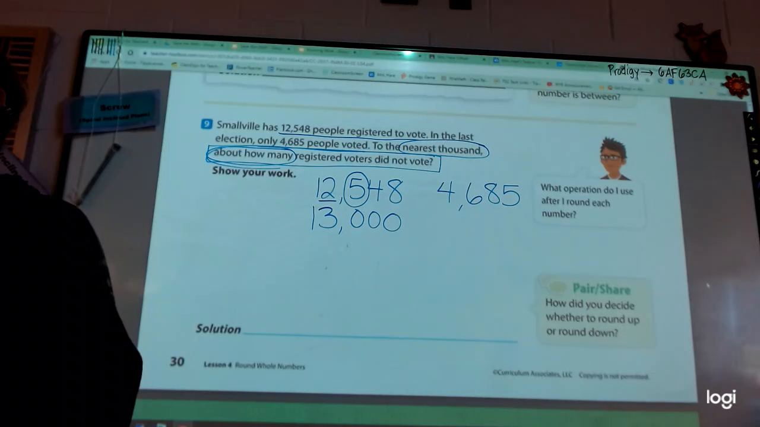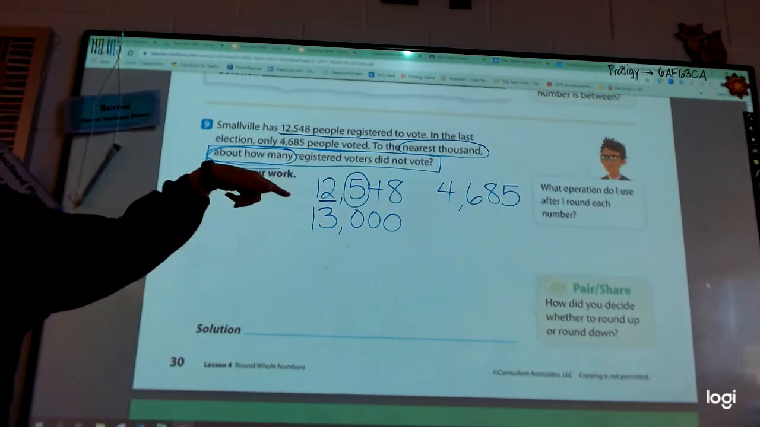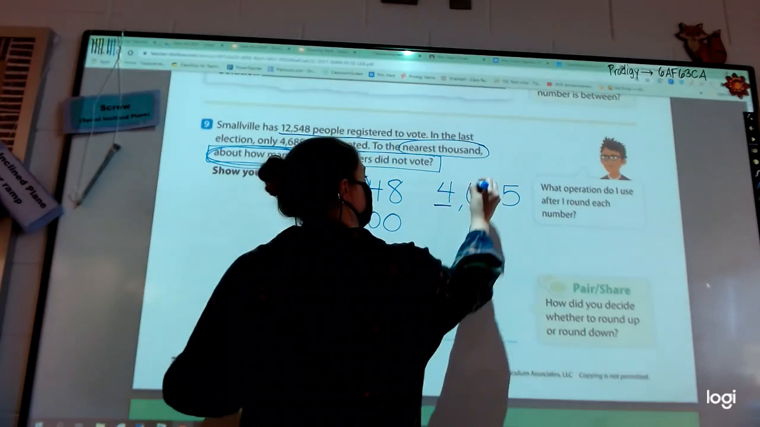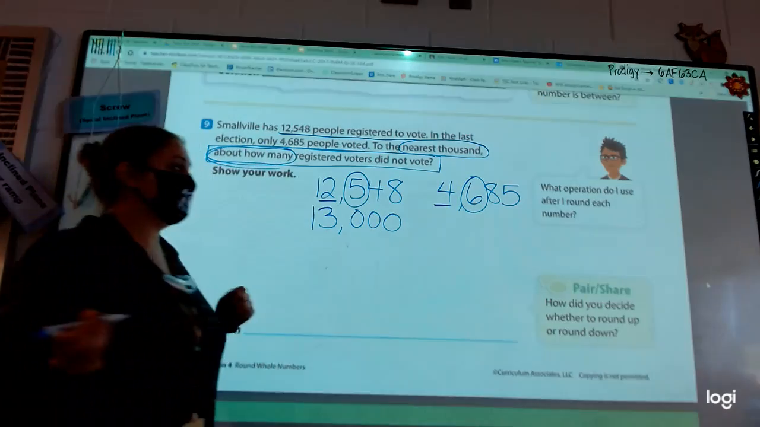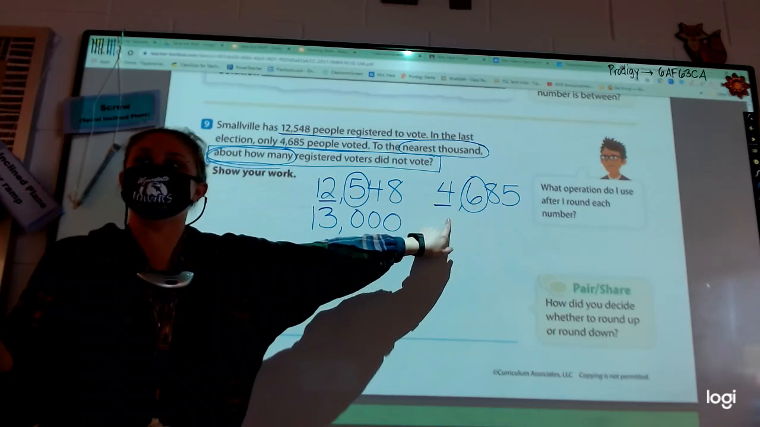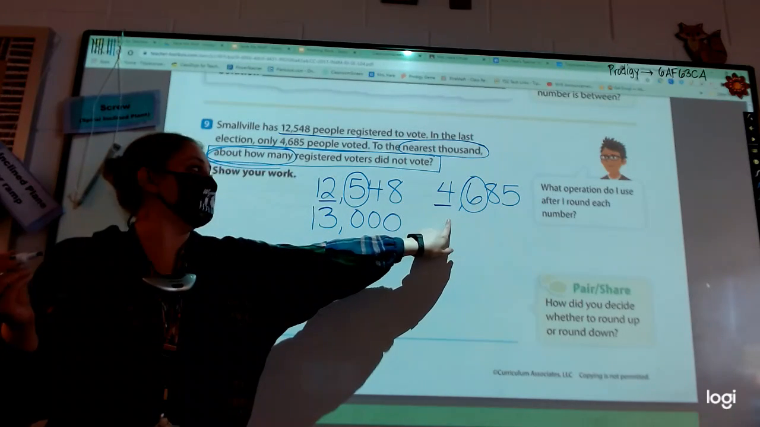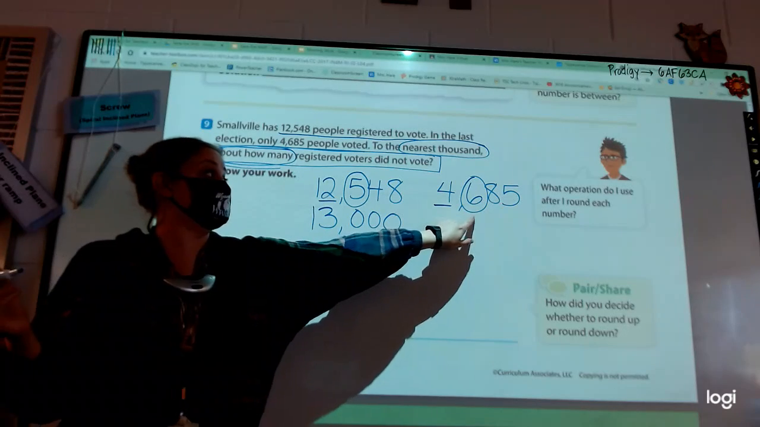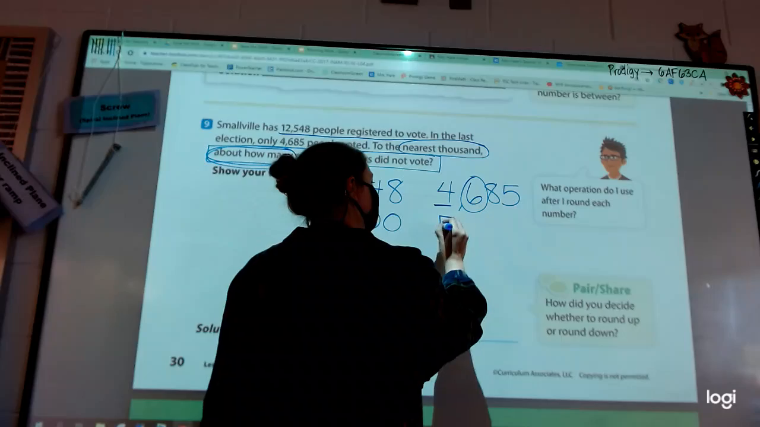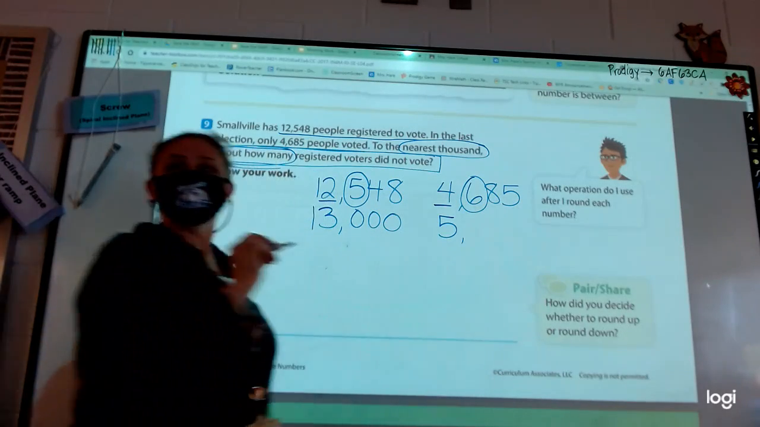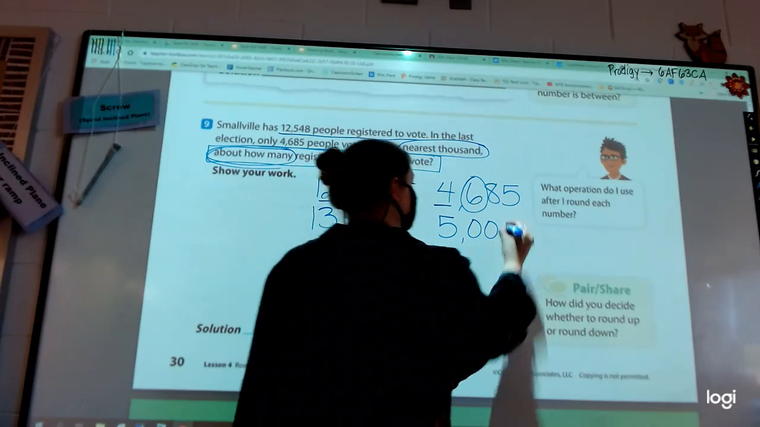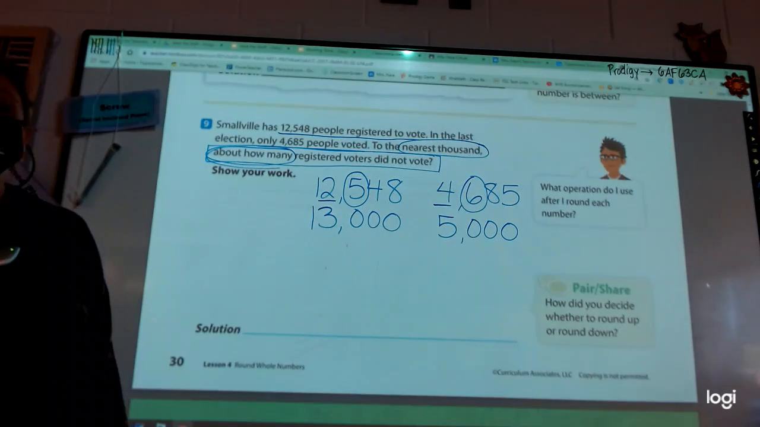I hope so. All right, let's try the other number. Which is our thousands place? Madeline? The 4. You circle the 6. There is nothing to bring down before. What is our 6 telling us to do? Zoe? What's the 6 telling us to do to the 4? Go up. So it becomes a 5. And then what happens to the rest? Cadence? Zeros. 5,000.